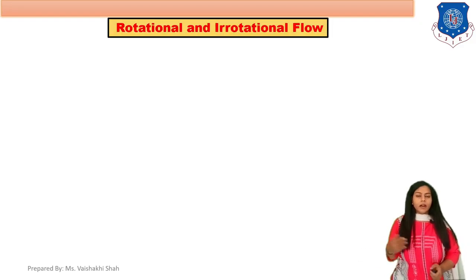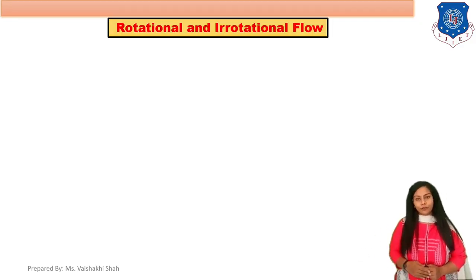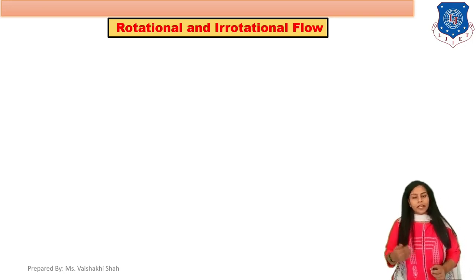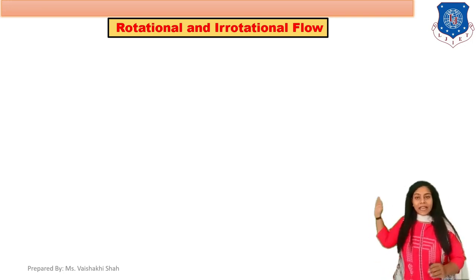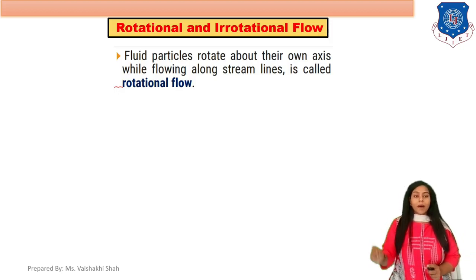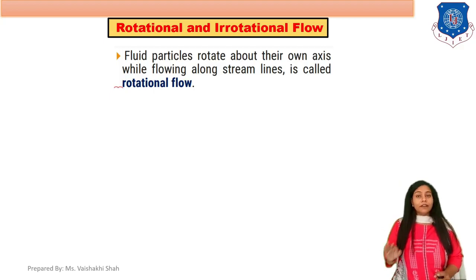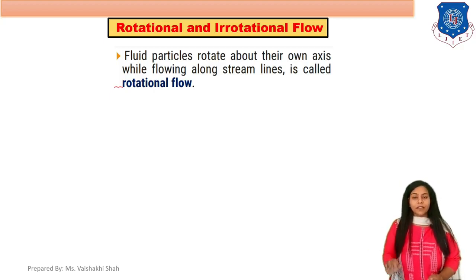Okay. Our next type of flow is rotational and irrotational flow, as the name indicates. In a rotational flow, the fluid particles rotate about their own axis. Remember that fluid particles rotate about their own axis while flowing along the streamline. This is called rotational flow.